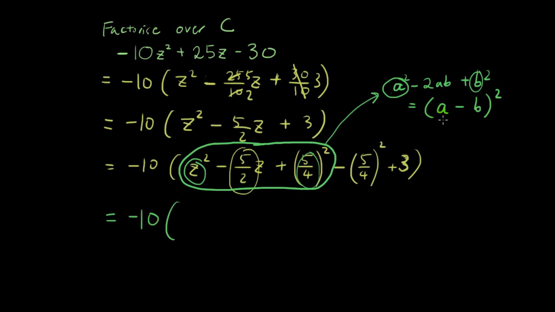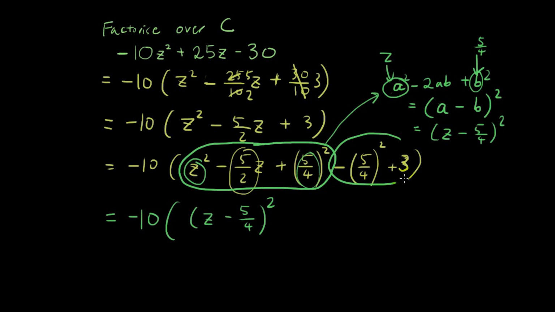I'm just going to write it down first here so you can see it easier. A is z. B is 5 over 4. So a minus b squared is z minus 5 over 4 squared. So I've got z minus 5 over 4 squared. Okay, so that part's taken care of. And then I have this part remaining.